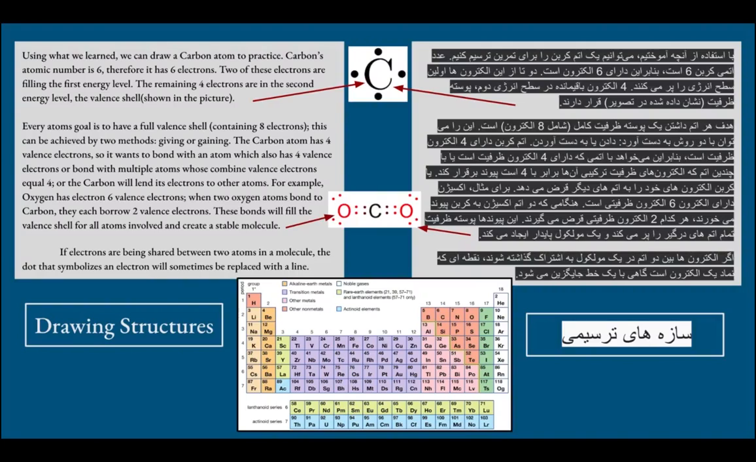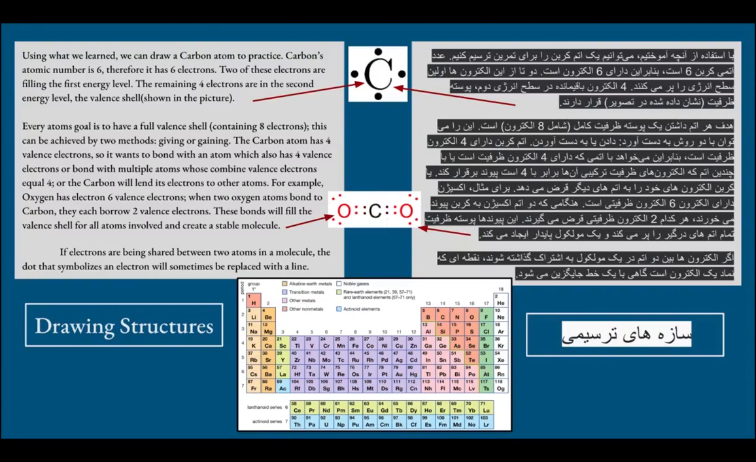Now, here we can use a carbon atom to practice. So the carbon atomic number is 6, as we can see right here on the periodic table, so it has 6 electrons. 2 of these electrons are filling the first energy level. The remaining 4 electrons, as we can see here at the C at the top, are in the second energy level, the valence shell, as shown in this picture down below.